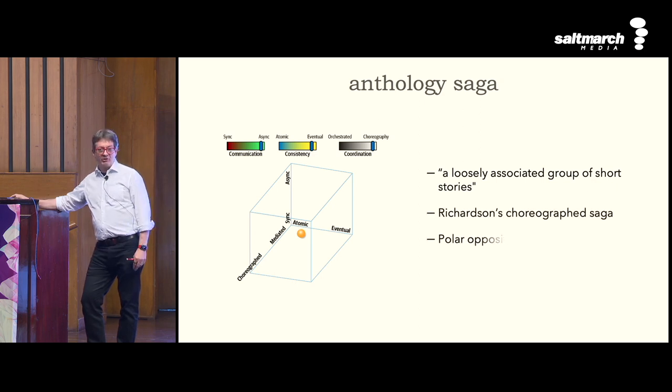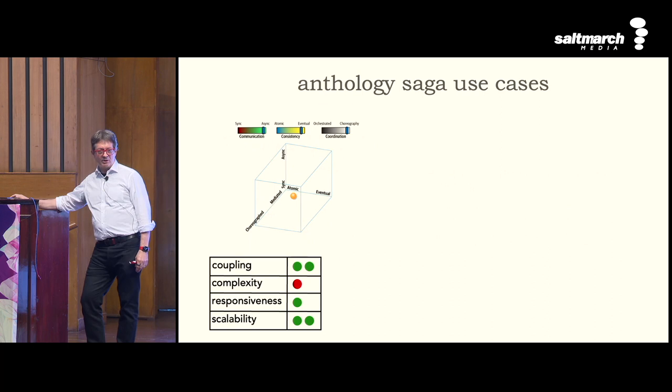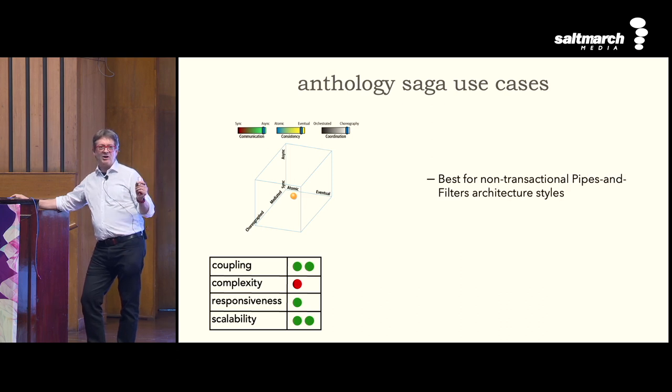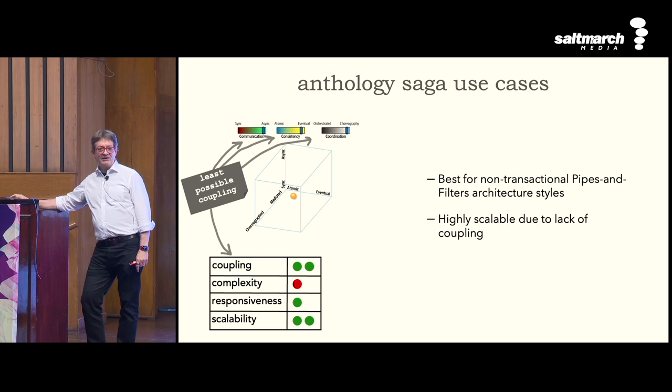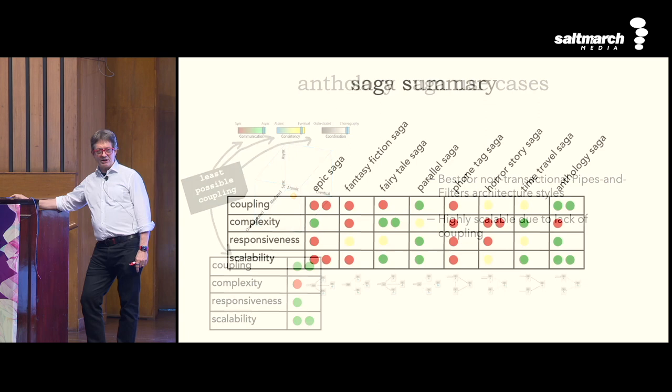This is Richardson's choreographed saga, and it is the polar opposite of the epic saga, all the sliders in the opposite place from where it was before. But notice a lot of green here, especially around complexity and scalability. The complexity mark comes here because of asynchronous, which is hard to reason about. So this is best for non-transactional pipes and filters, really highly scalable due to a lack of coupling, so you can see why Chris Richardson chose this as his choreographed. And this is the least possible amount of coupling in your architecture, which is why it has such high scores.